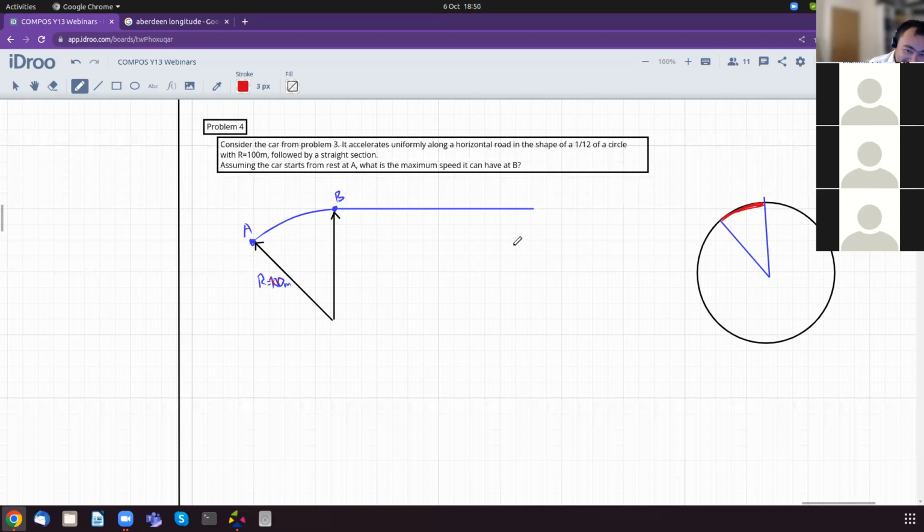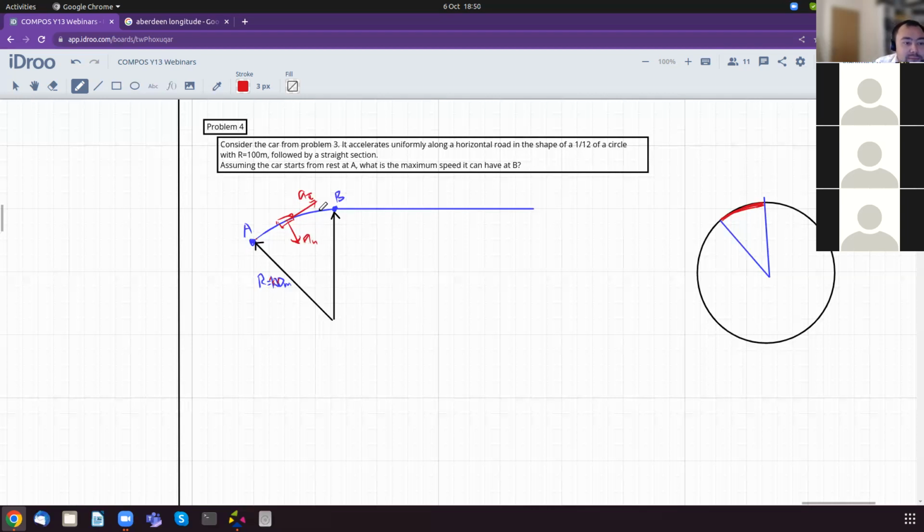Anyways, so this is from A to B. And now we have the same thing, but now we have acceleration, we have the tangential acceleration, and we have the normal acceleration as well. So when the car is midway, let's say here, it's accelerating this way. That's the tangential acceleration. And then there's the normal acceleration, AN.